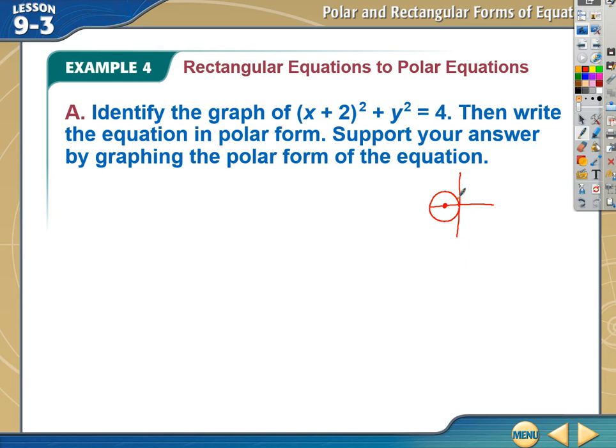Well, how do I do this? The way that I do this is I go back to, what do x and y really equal? If I want to go from rectangular to polar, I have to go back to that. The x and y is r cosine theta, comma, r sine theta. That's my x, that's my y. So I replace. What does that mean? That means that wherever I see an x, I put r cosine theta.